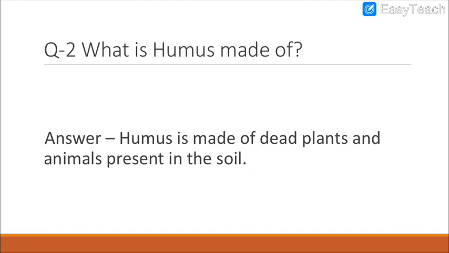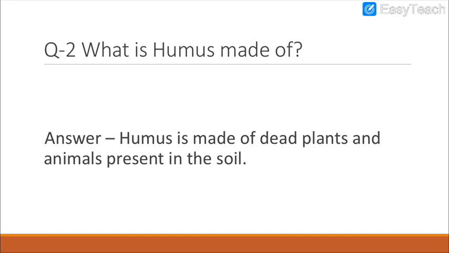Okay, now repeat the answer a second time. Humus is made of dead plants and animals present in the soil. Clear? So now you should remember the answer, because the answer is very easy, because many of the answers are twisted.